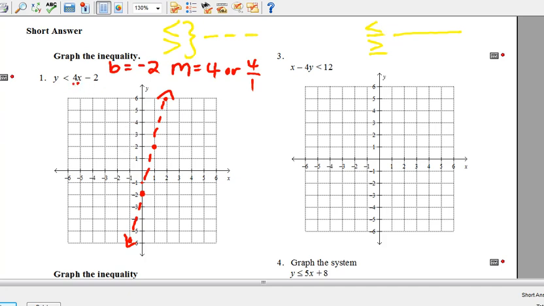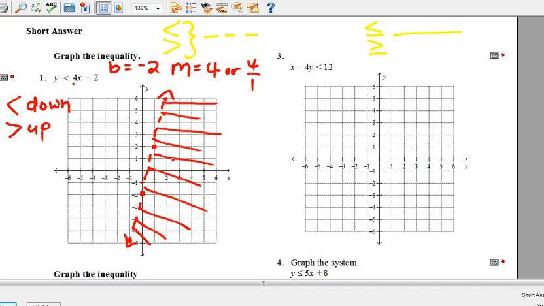There's two ways to do this. If it's in slope-intercept form, you can use the general rule that if it's less than, you shade down. I almost said up, didn't I? And if it's greater than, you shade up. Okay? In this case, because it is less than, we'd be shading down. All right? And I'm just going to go ahead and draw some lines in here to represent shading, which is perfectly fine.